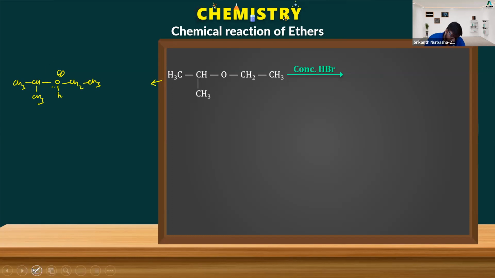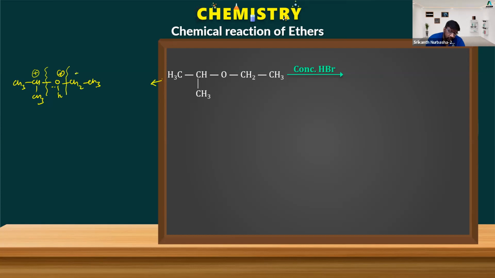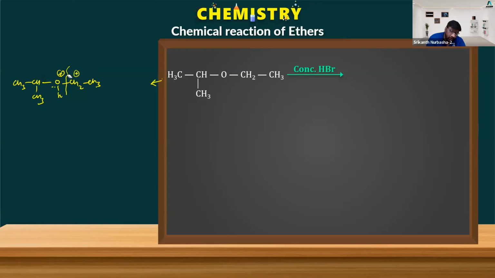If I cleave the CO bond, am I getting a 3 degree carbocation? If I cleave this bond, I'll get a positive charge here, which is what type of carbon? 2 degree. If I cleave this bond, I'll get what type of carbon? Primary. So in both cases, I'm not getting a 3 degree carbon. So what do I have to do? I have to follow SN2. SN2 means the bromide ion will now attack the electrophilic carbon where the repulsions are minimum.